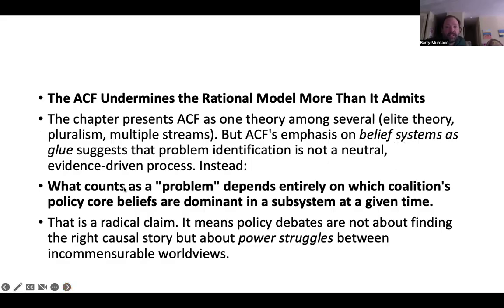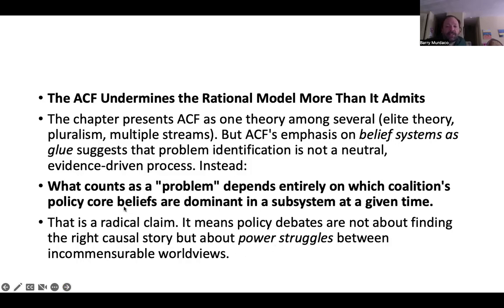The ACF undermines the rational model more than it admits. The chapter presents ACF as one theory among several, but ACF's emphasis on belief systems as glue suggests that problem identification is not a neutral, evidence-driven process, which of course it is not. Instead, what counts as a problem depends entirely on which coalition's policy core beliefs are dominant in a subsystem at a given time. That is a radical claim.